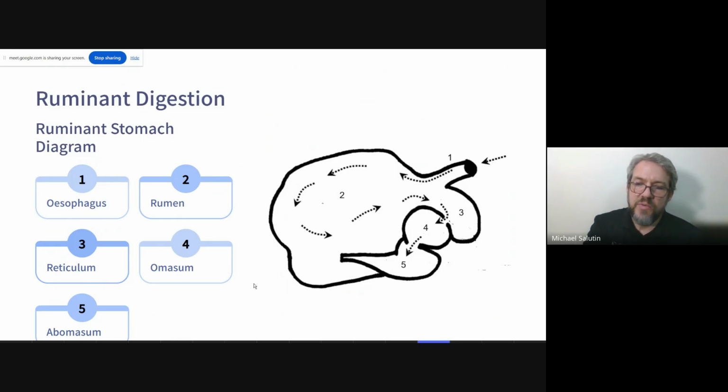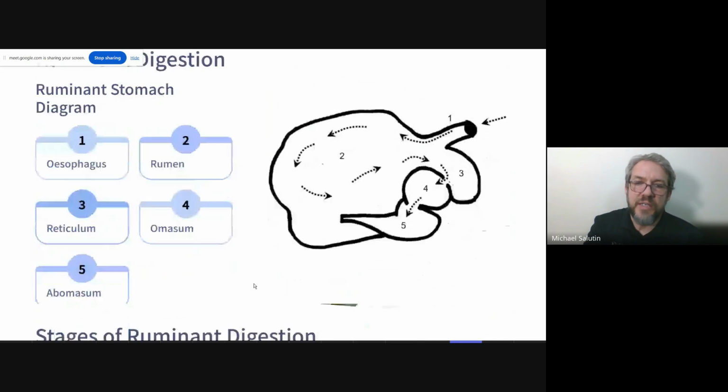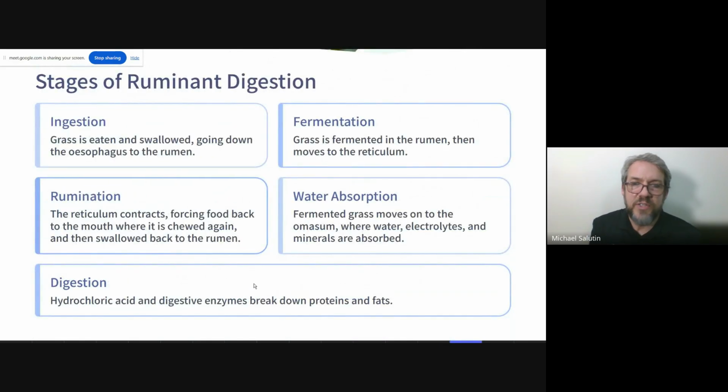Okay, so once that's happened a few times, so it's actually going from ingestion to fermentation and then back to mechanical digestion again, back to fermentation, to the rumination, the reticulum contracts. So that's what's happening in number three. The reticulum contracts, it forces food back to the mouth where it's chewed again and then swallowed back to the rumen. And then you go back to fermentation again.